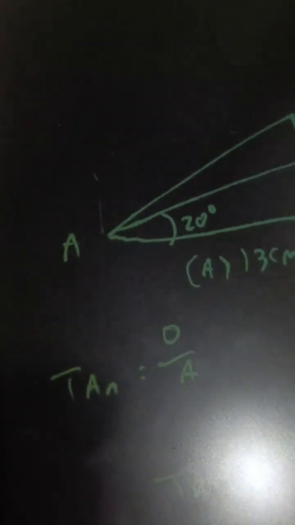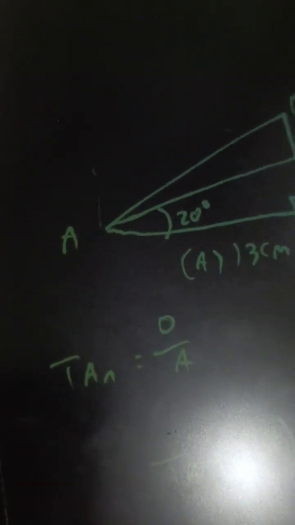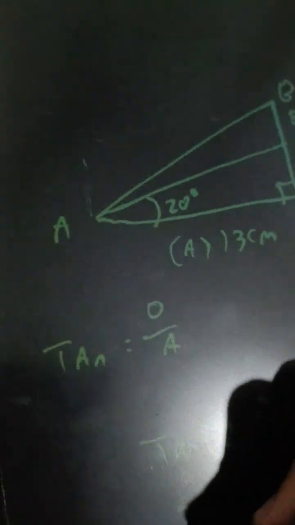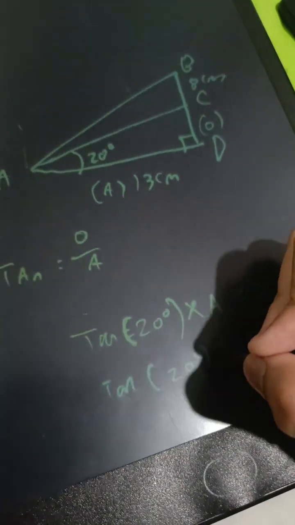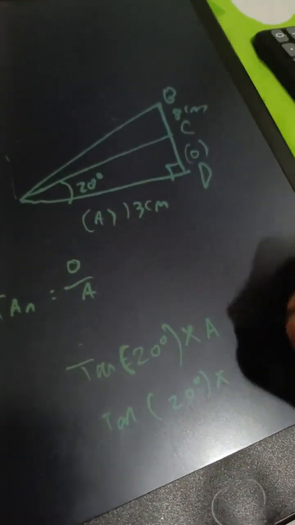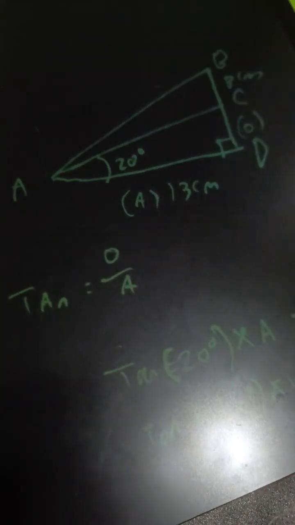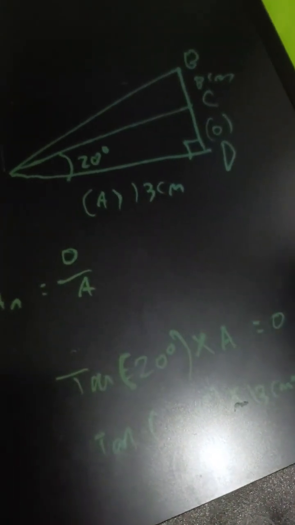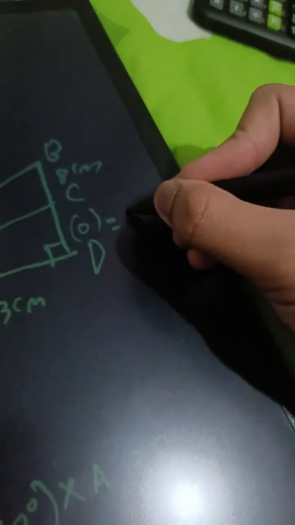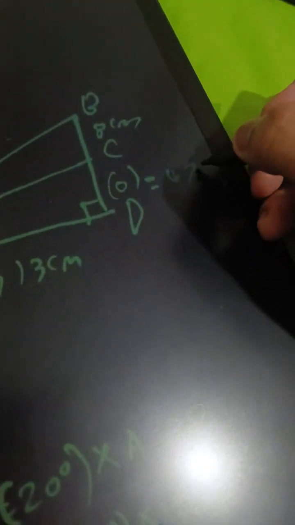Multiplied again with A. So tan multiplied with 20 degrees multiplied with 13 centimeters. It is equal to, counted, 4.73. Oh wait, no, not 47, but 4.73.